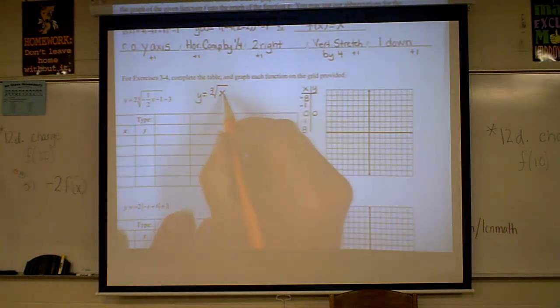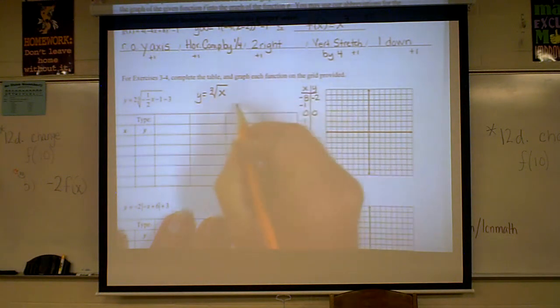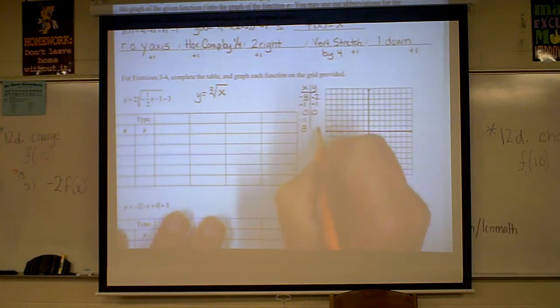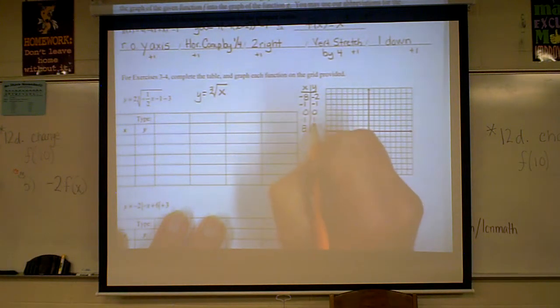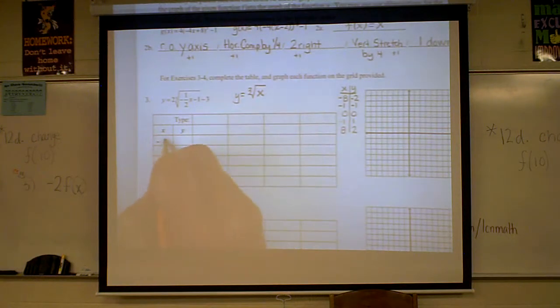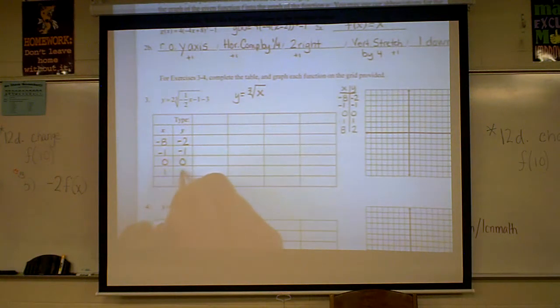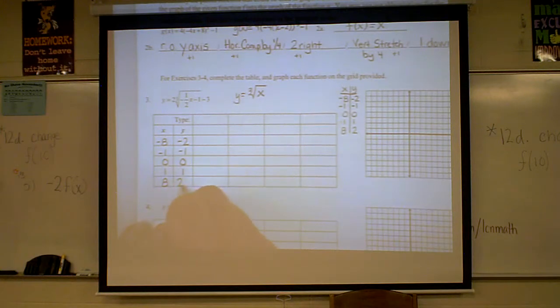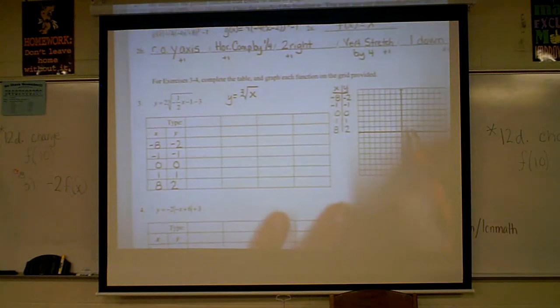If you were to take the cube root of -8, you get -2. Cube root of -1 is -1. Cube root of 0 is 0. Cube root of 1 is 1. And cube root of 8 is 2. So these are the numbers that go in your parent function. I'm going to just transfer them here. If you wanted to see the graph of the parent function, it looks like this.